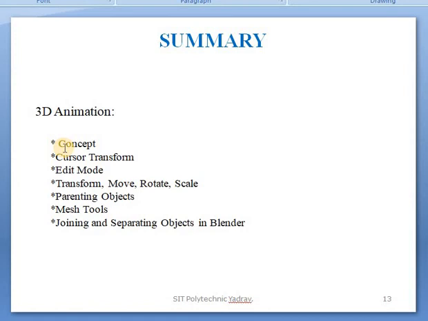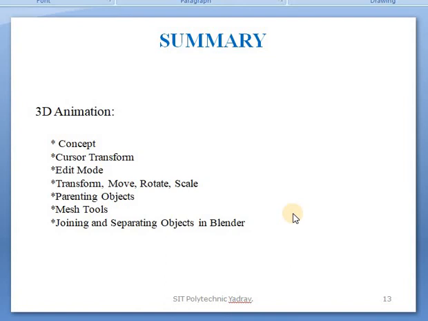Here is a summary of today's lecture. In 3D animation, which points were covered, and what is meant by 3D animation. These are all the options available in the Blender software: cursor transform, edit mode, transform, move, rotate, scale, parenting objects, mesh tools, joining and separating objects in Blender. Apart from these options, many more options are available in the Blender software.